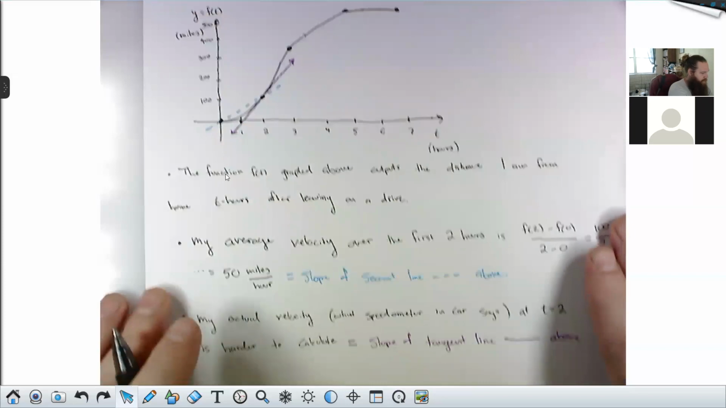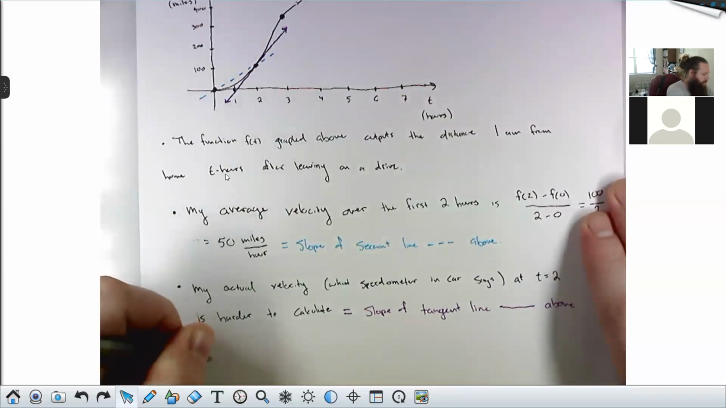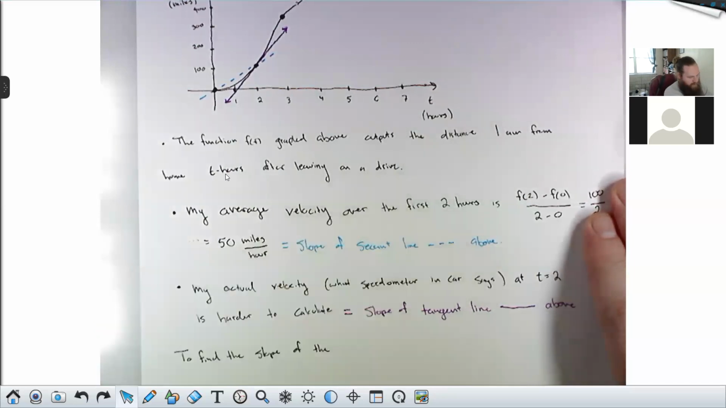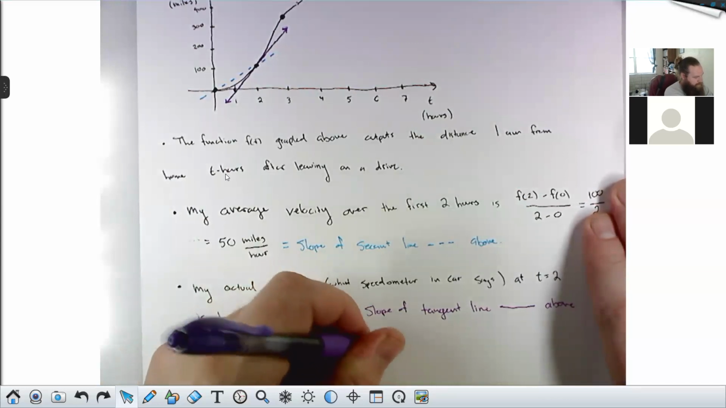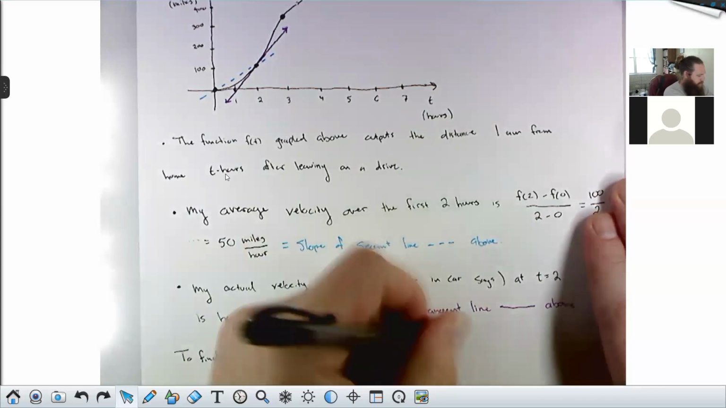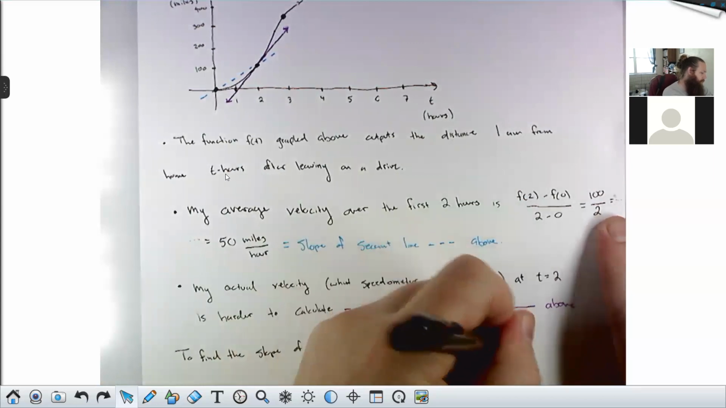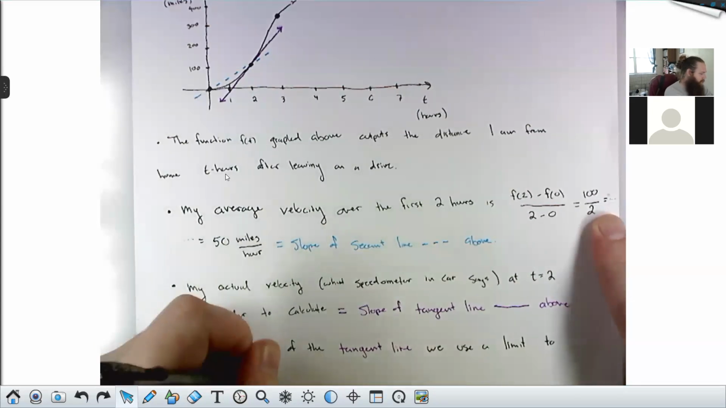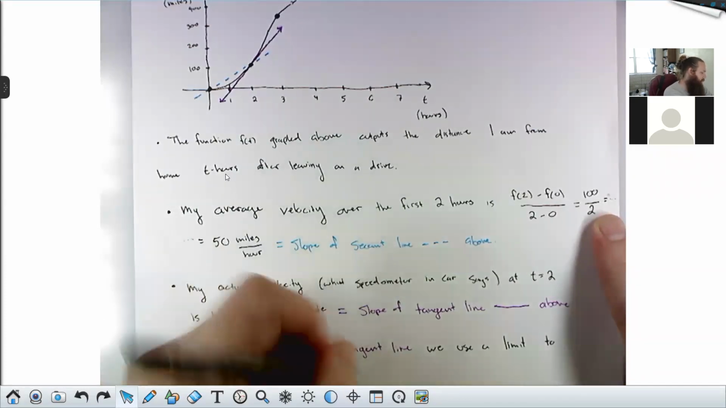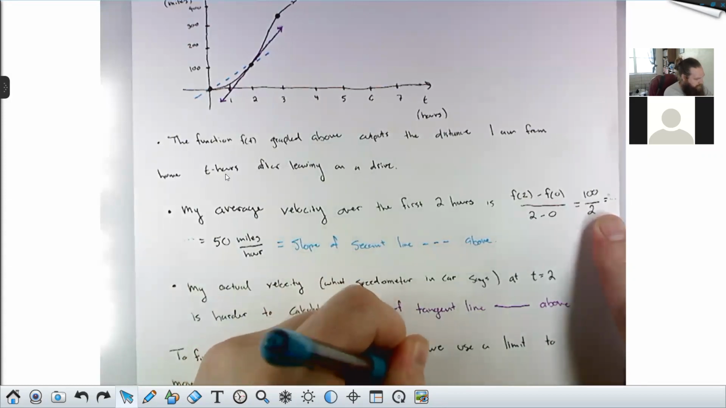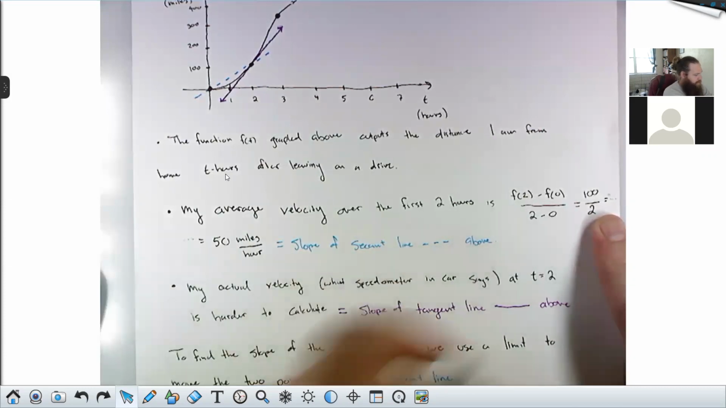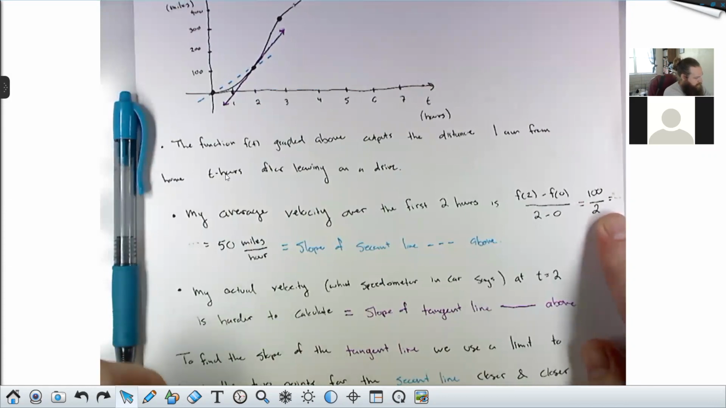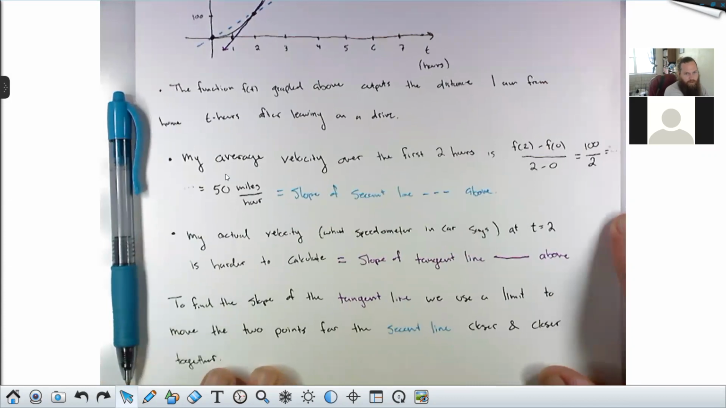So let me say in words here, to find the slope of the tangent line, which is the purple, use a limit to move the 2 points for the secant line closer and closer together. All right, so that's the idea.